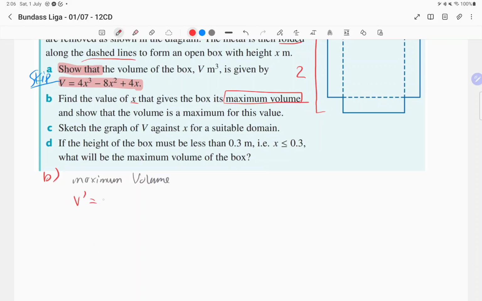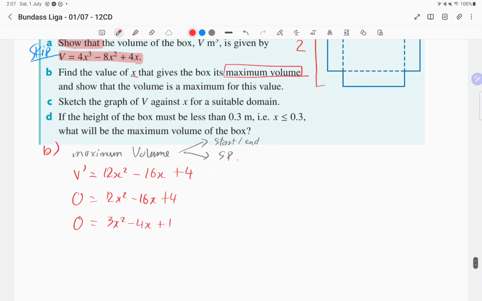So V dash, or V prime, would be 12x squared minus 16x plus 4, right? Remember, we need the start and end points and the stationary points. To find the stationary points, differentiate first, set that equal to 0, and then solve for x. Divide both sides by 4, I will get 3x squared minus 4x plus 1. ACB table: AC is 3, B is negative 4, so that will be negative 3, negative 1.